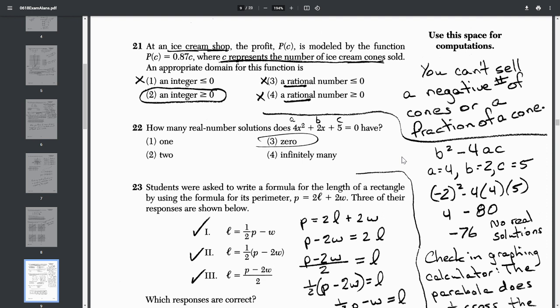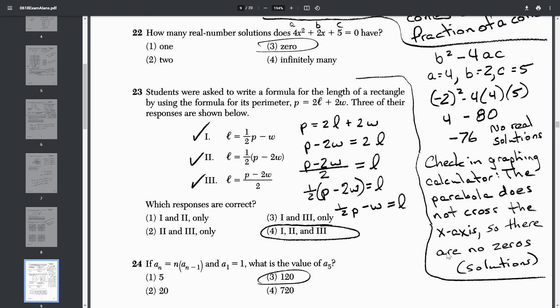Number 22 wants to know how many solutions this has. He did a whole bunch of work here. I would just graph it. Just graph this equation, change the 0 to a y, and it hits the x-axis 0 times. This graph will never hit the x-axis, so that means it has 0 solutions.